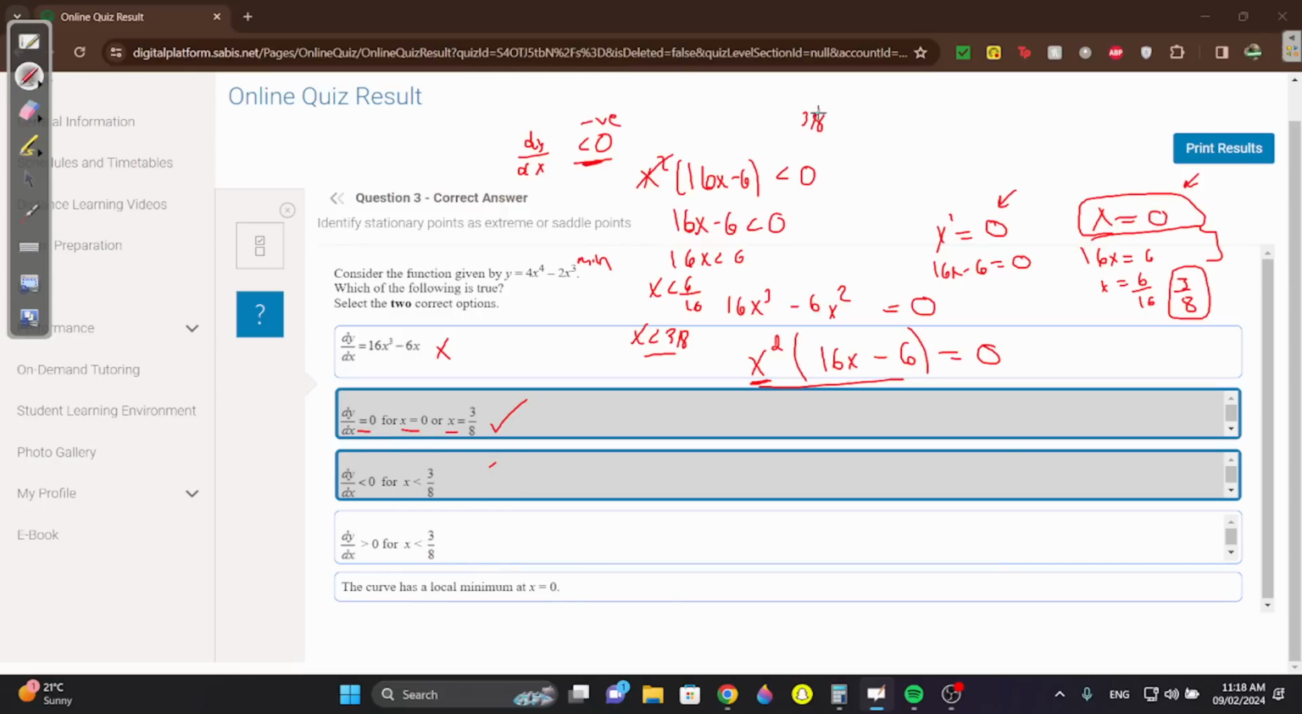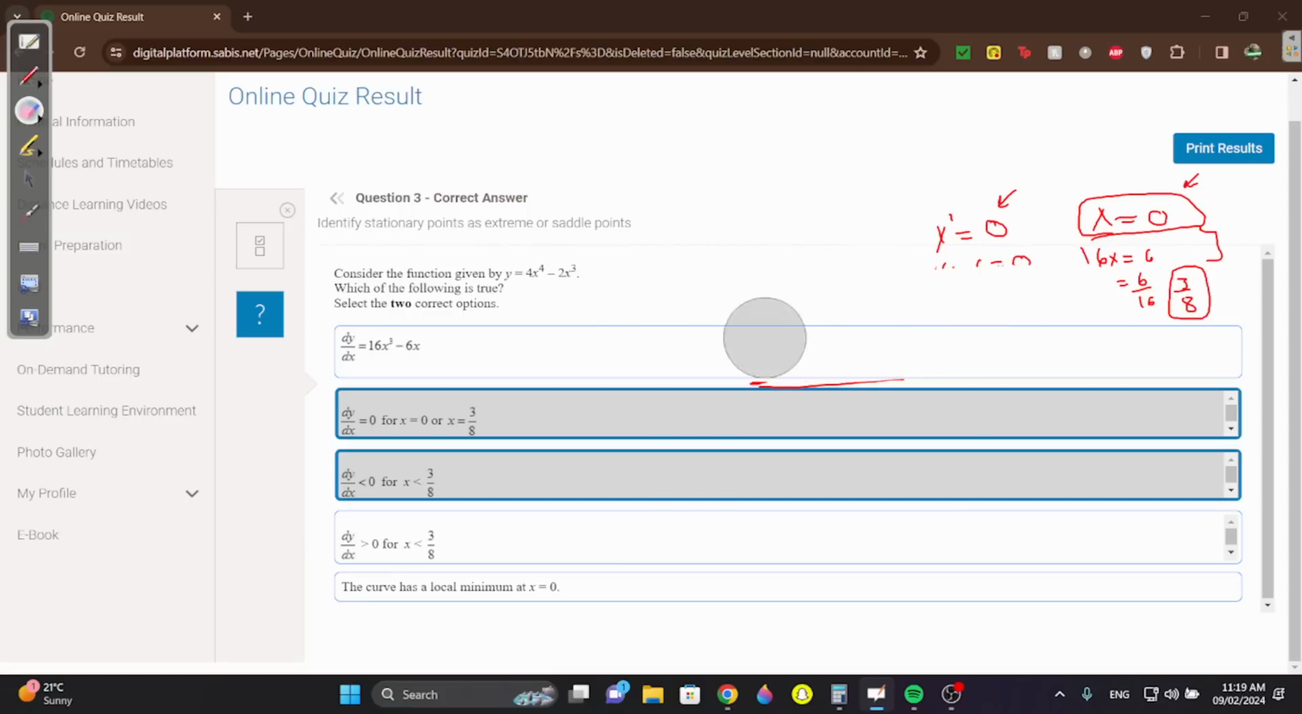So 3 over 8 is over here. Before it, it was negative, so it's going down. Then after it, it starts going up. So it starts becoming positive after 3 over 8, right? It has a local minimum with x equals 0. For x equals 0, there's some stuff you have to know.